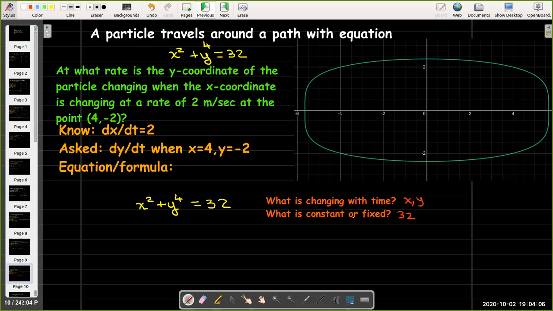So we have to be careful. One of the most common mistakes is that people start to make substitutions early in the process. Substitutions are going to be the very last step. So substituting x equals 4 and y equals negative 2, we are not going to do that until the very last step.